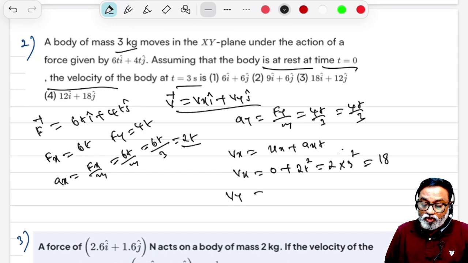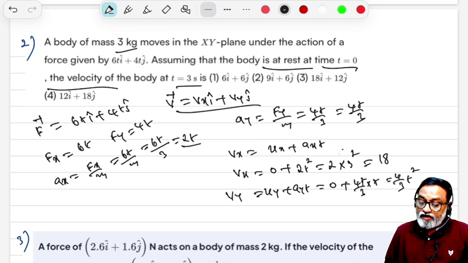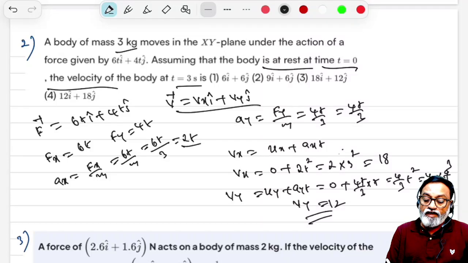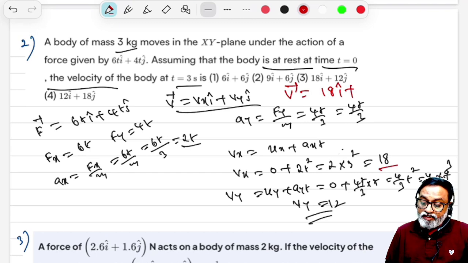Like that Vy is equal to uy plus ay into t. uy is also 0, ay is 4t by 3, into t, that is 4 by 3 t square. Therefore 4 by 3 into 9 is 12, so Vy is equal to 12. Therefore finally V bar is equal to, what is Vx? 18, 18 i cap, Vy is 12, therefore 12 j cap.